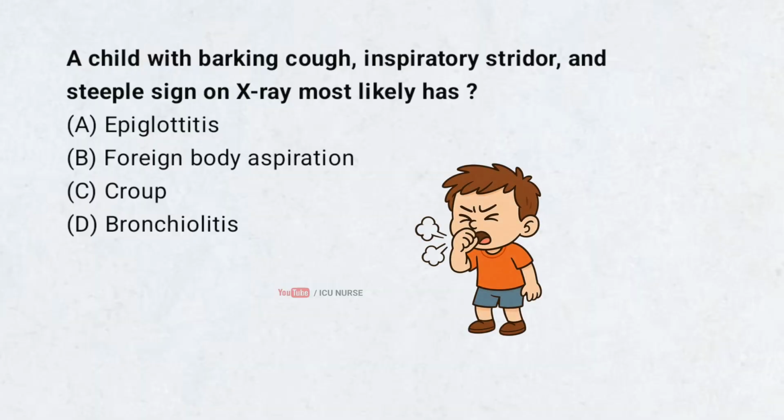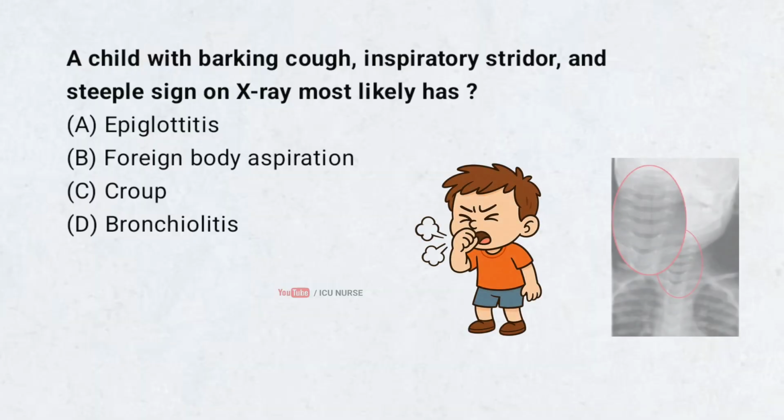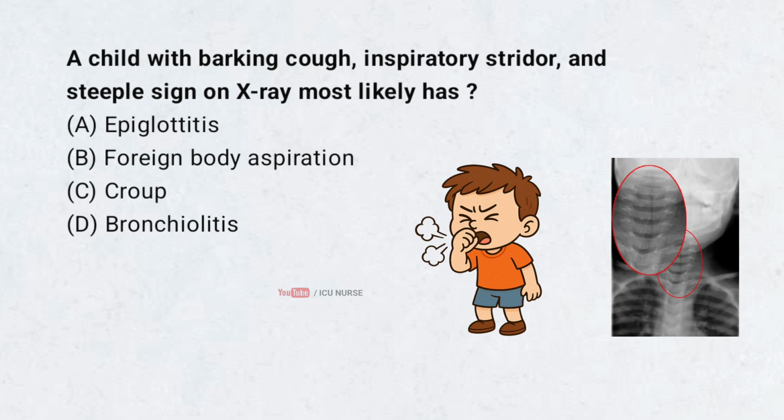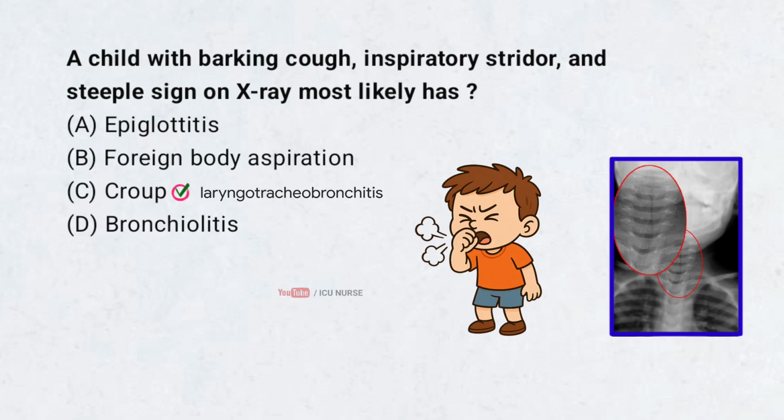A child with barking cough, inspiratory stridor, and steeple sign on X-ray most likely has A. Epiglottitis, B. Foreign body aspiration, C. Croup, D. Bronchiolitis. Correct answer C. Croup. Croup or laryngotracheobronchitis is viral in origin. Croup causes a characteristic barking cough and stridor. The steeple sign is seen due to subglottic narrowing.